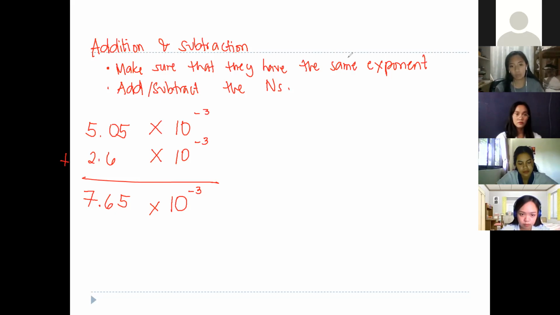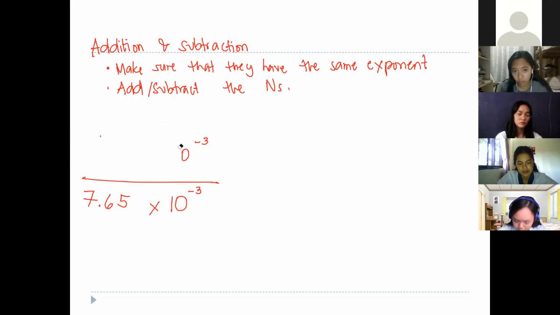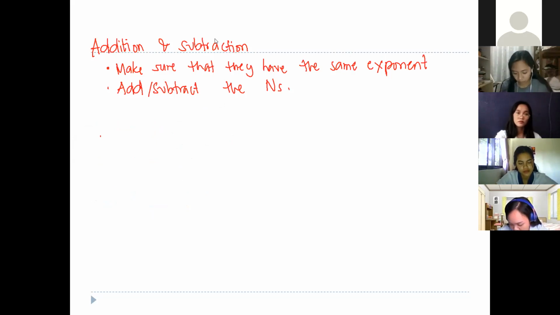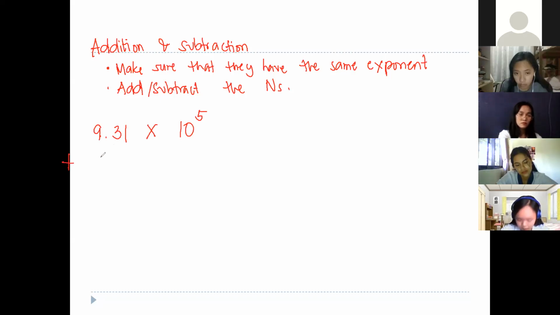Now let us have another example where the exponents are not the same. Let me think of a number. Here we will subtract.